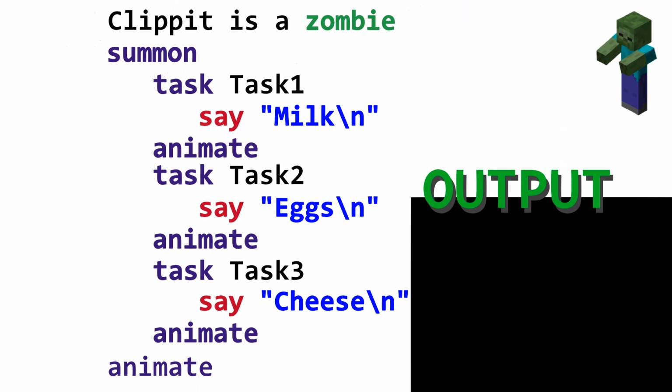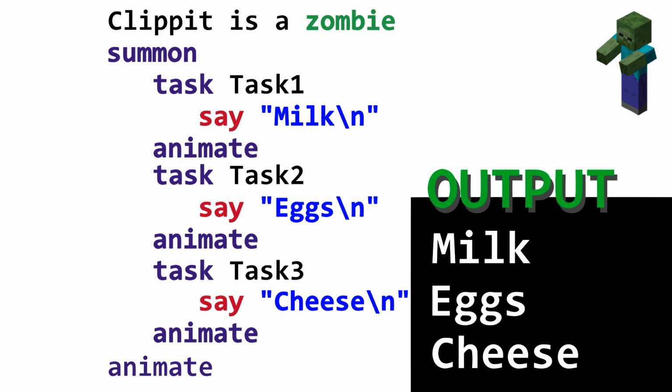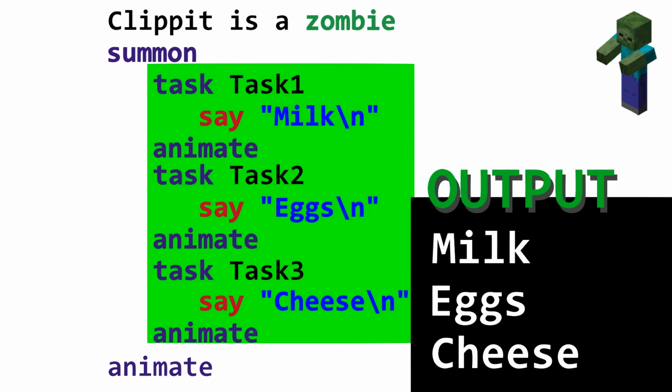This simple program will print a shopping list to the screen, and this will be done by the zombie named Clippet using 3 separate tasks.